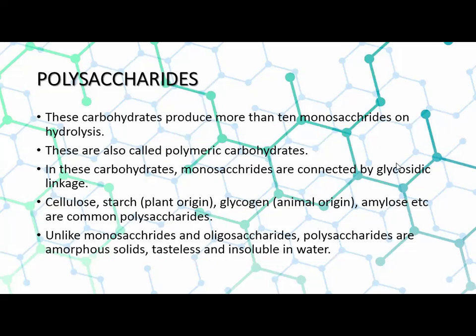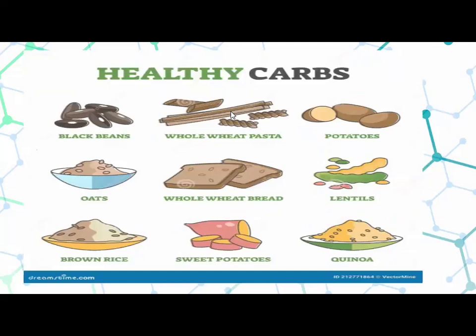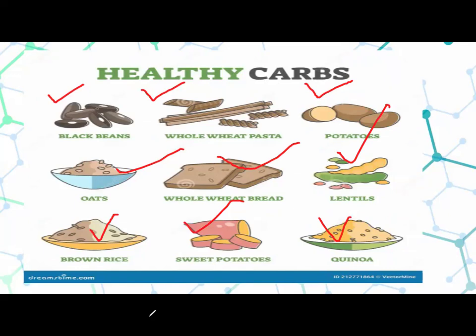Now the sources of carbohydrates. You can see here that we have different sources of carbohydrates like black beans, white pasta, potatoes, oats, whole wheat bread, lentils, brown rice, sweet potatoes, quinoa. Okay, so we have grapes, honey, guava, molasses, all the fruits and milk, and all these compounds that we use in our daily diet.